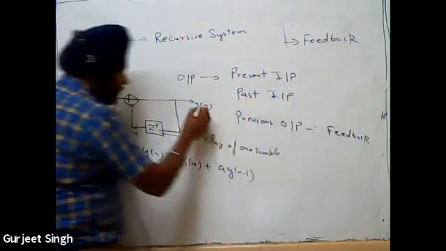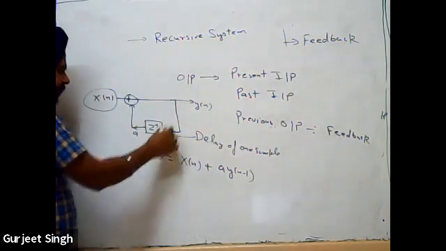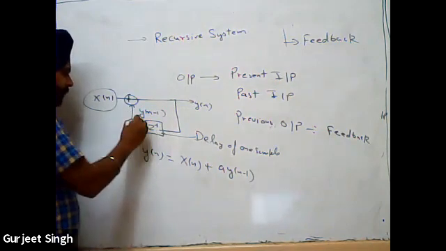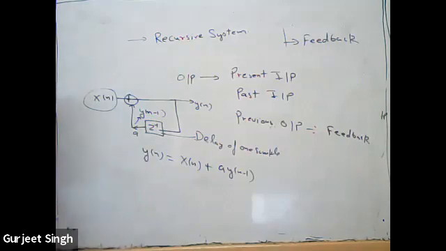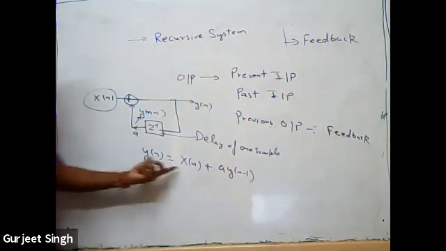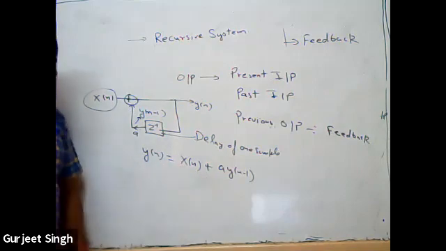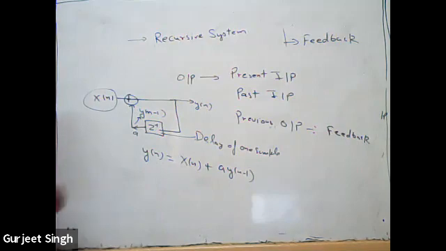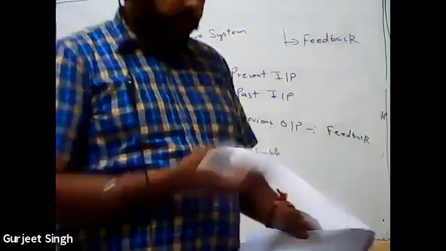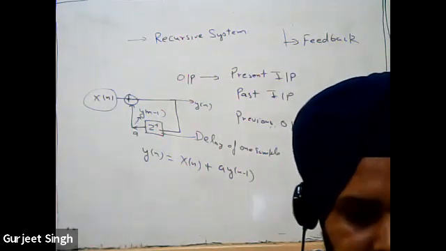Here I am giving y[n] as the input, so what is the output here? It is y[n minus 1]. From here we get y[n minus 1], and a constant a gets multiplied. So the recursive system output is y[n] equals x[n] plus a y[n minus 1]. This is the output of the recursive system. So we have discussed the recursive system and the non-recursive system.